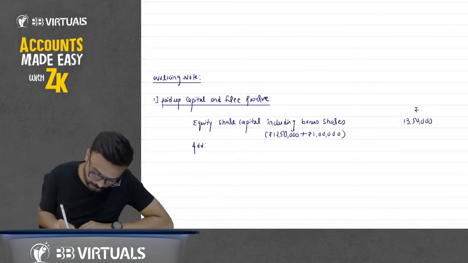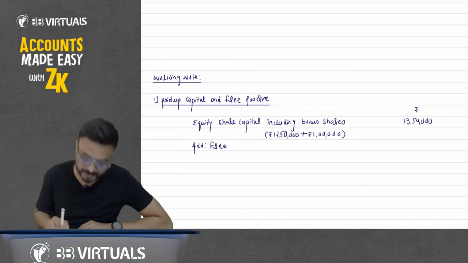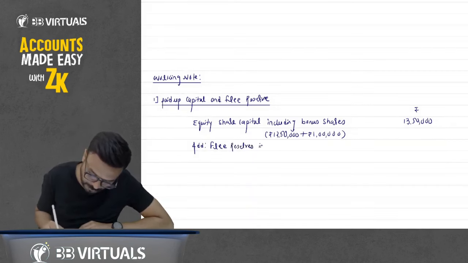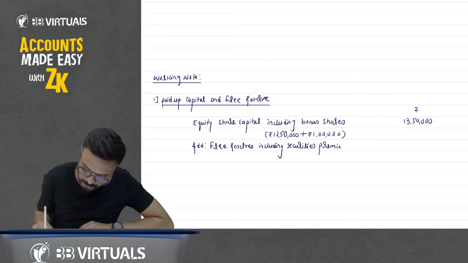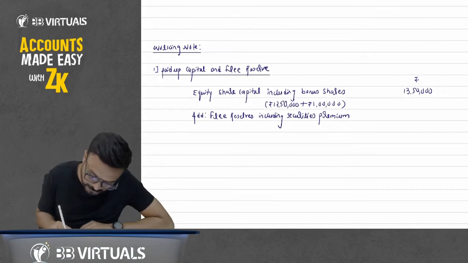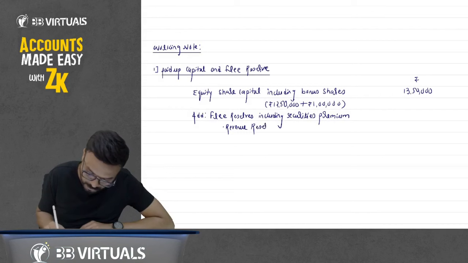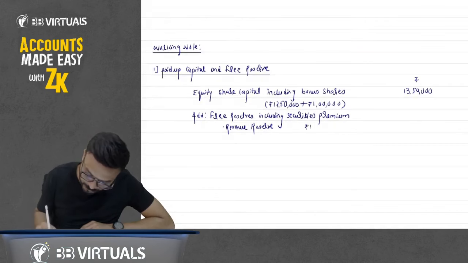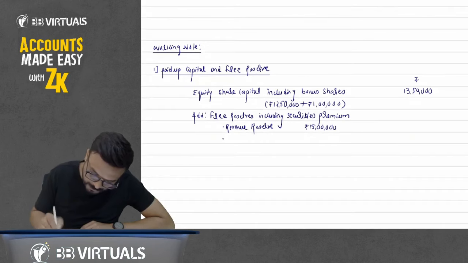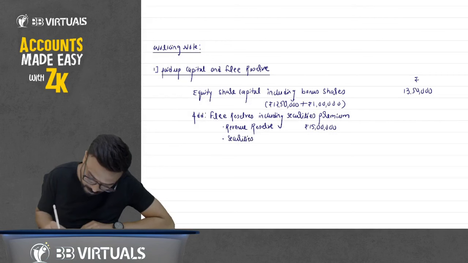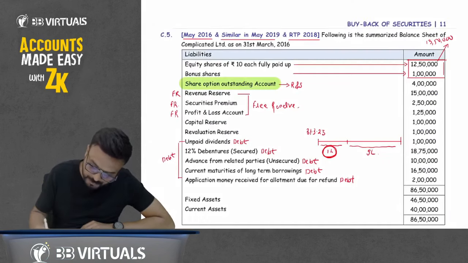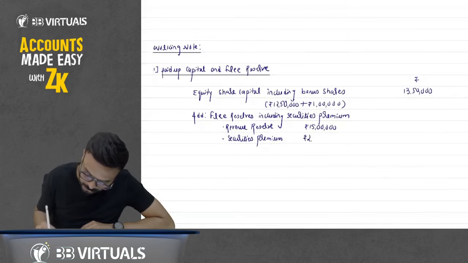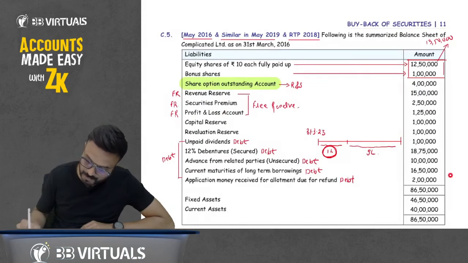Then add free reserve. Whenever I say free reserve for buyback, that is including securities premium account. Okay. So here, first free reserve which is given here, revenue reserve is how much? Revenue reserve is 15,00,000. Then you have securities premium, which is 2,50,000. Okay, then you have profit and loss account is 1,25,000.